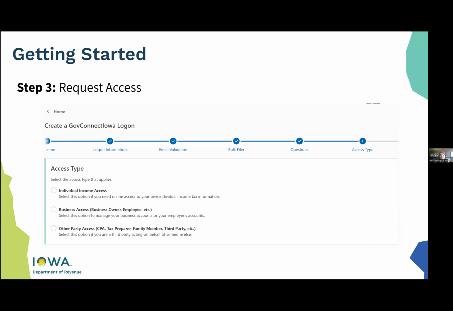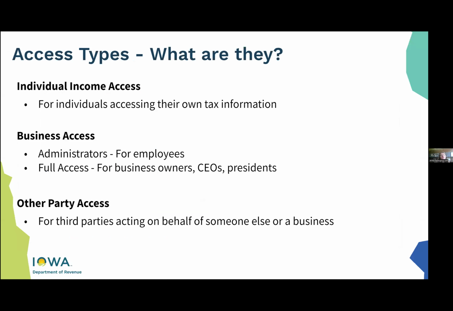The next screen that we have will get you started on requesting access. So you'll be prompted to choose from three options. So let's dive into what those three options mean. The first one that we have is individual income access. This is intended for individuals that need access to their tax information. The second option is business access. And so this is intended for people that are representing a business, whether it's the business owner or an employee.